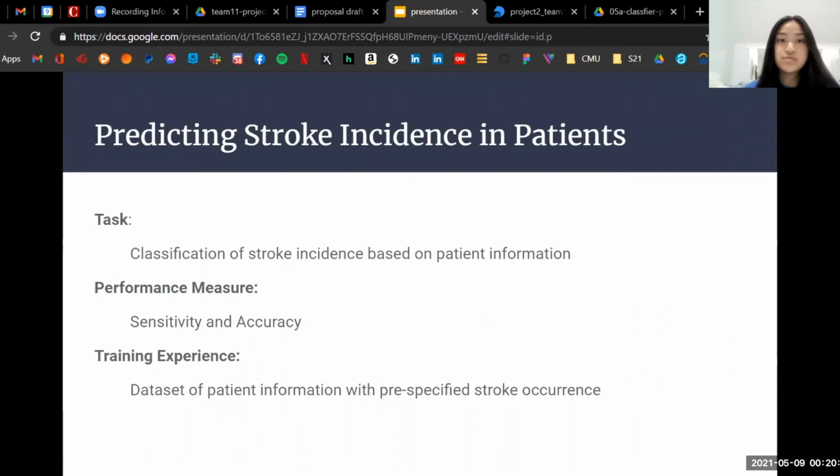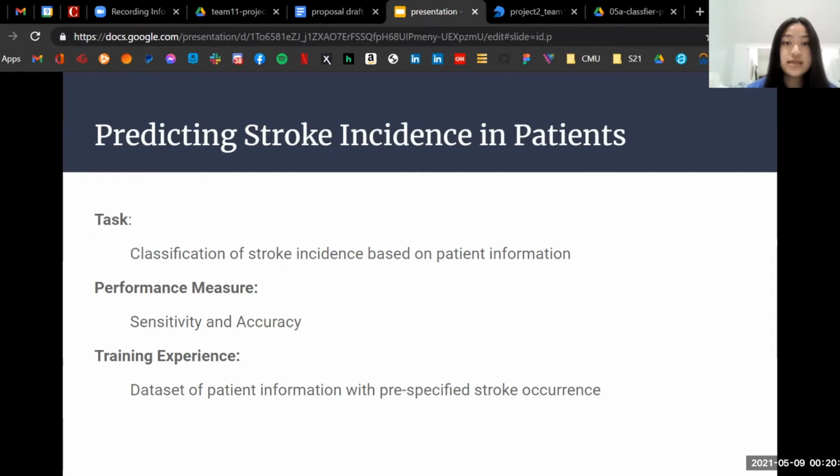So for our project, we chose to do a classification task where we could predict whether a patient would or would not have a stroke based on a variety of patient information. We trained and tested our model on a data set of patient information where stroke incidence was pre-specified, and we primarily aimed to maximize sensitivity followed by accuracy.